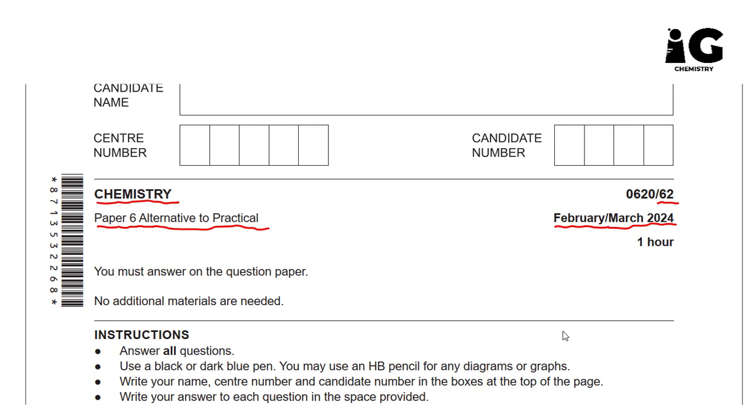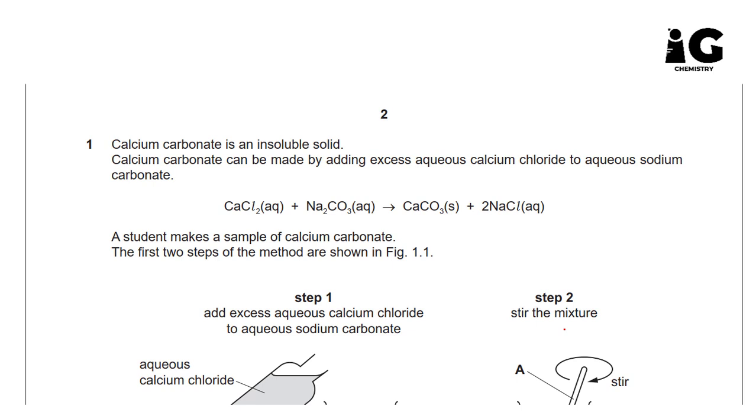Assalamu alaikum. Hello everyone. In this video, I'm gonna solve paper 6-2, February-March 2024, IGCSE Chemistry, Cambridge. Also, I recommend everyone to pay attention to the ideas mentioned around the question, not only to stick to the literal question to get the maximum benefit. So let's get started. Question 1, calcium carbonate is an insoluble solid.